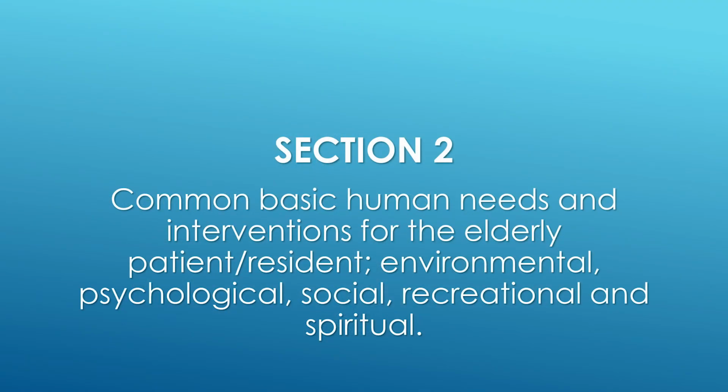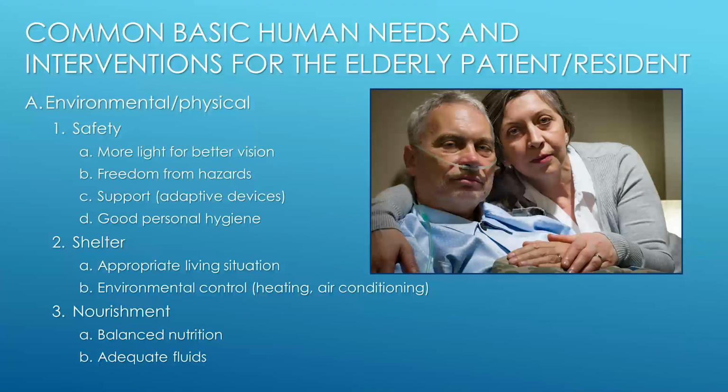Section 2. Common basic human needs and interventions for the elderly patient or resident. Environmental, psychological, social, recreational, and spiritual. A. Environmental or physical. Safety. More light for better vision. Freedom from hazards. Support, such as adaptive devices. And good personal hygiene. Shelter. Appropriate living situation.